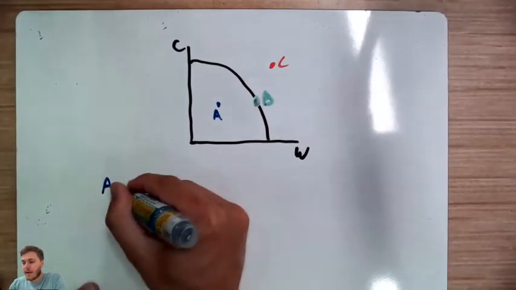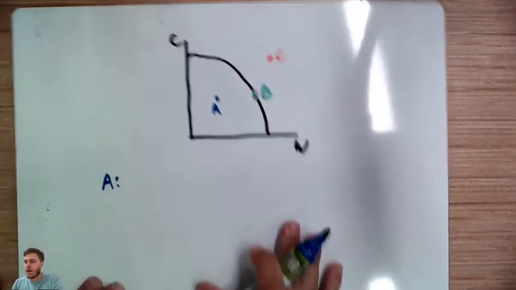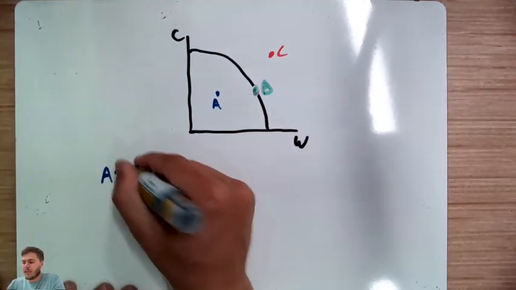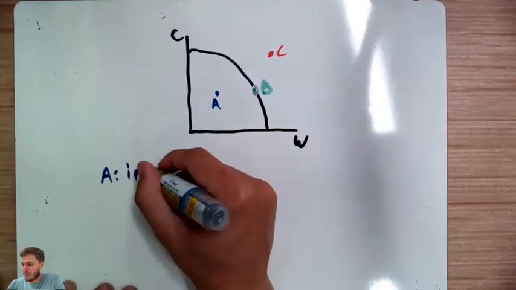If we are producing at point A, is that possible? Yes, it's possible. Okay. Would that be efficient, would we say? If we were in this society, would we want to be producing that much? No. It would be considered inefficient.